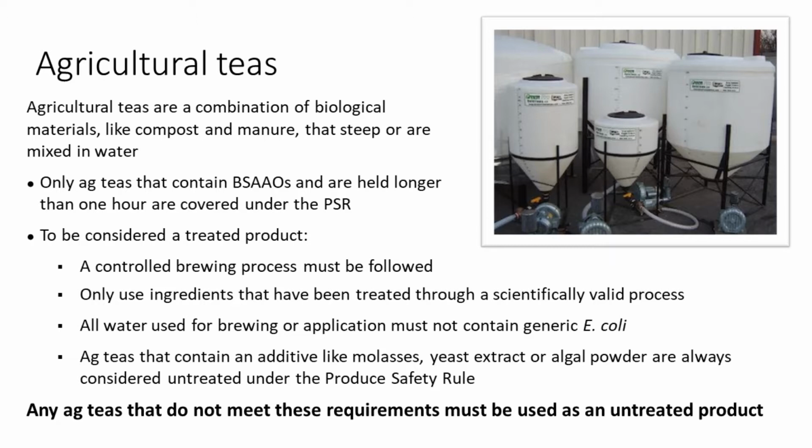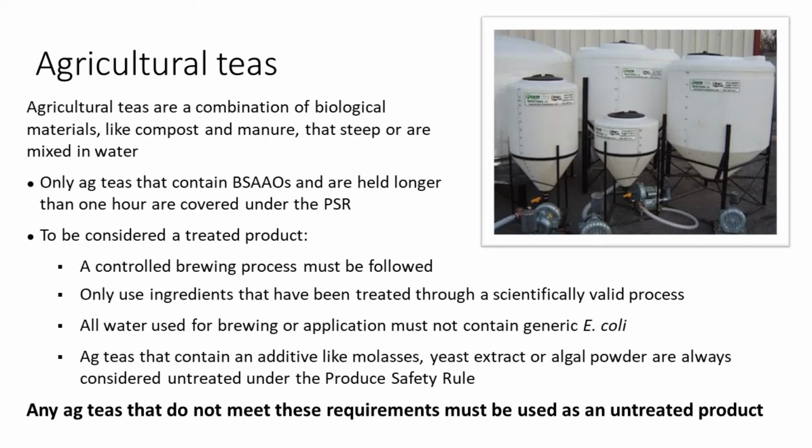So to be considered a treated product, a controlled brewing process must be followed, similarly to making compost. We don't just have a pile of uncontrolled process or no processes at all in place for our compost. We also don't have that for our ag tea. We want to make sure that some kind of process is being followed and that you're protecting that process from becoming contaminated. It's important that you only use ingredients that have been treated through a scientifically valid process.